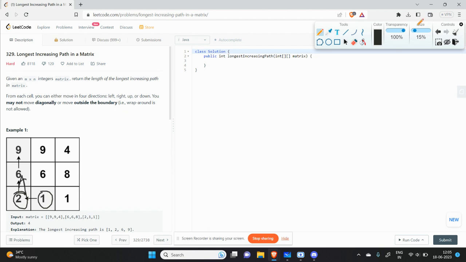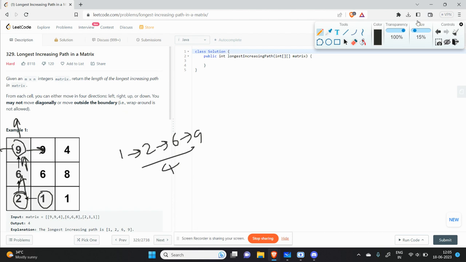I can go upward. Similar applies to 9. From 9, can I go anywhere? No, you are not allowed to go right, left, or upward. Okay, so the max length you could have if you start from 1 is 1, 2, 6, and 9, and this is the output also. Hope you understand the problem statement.